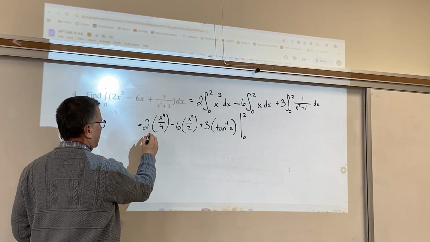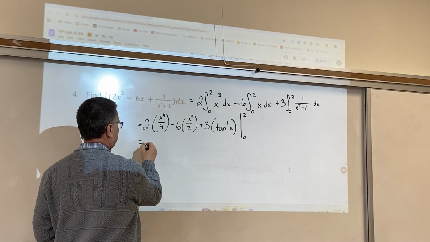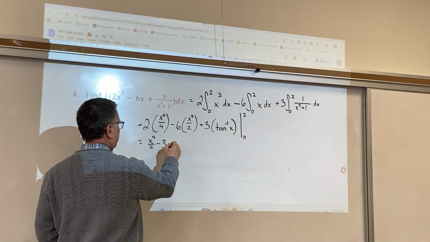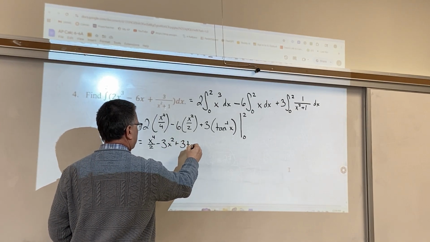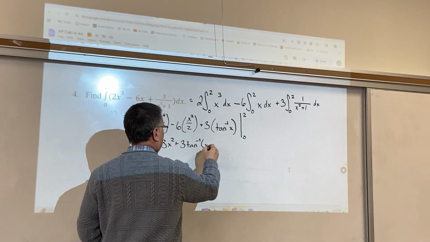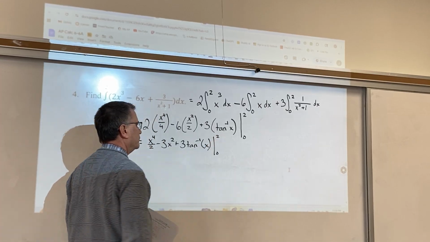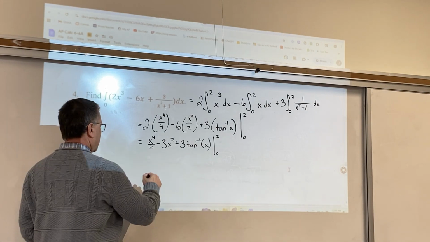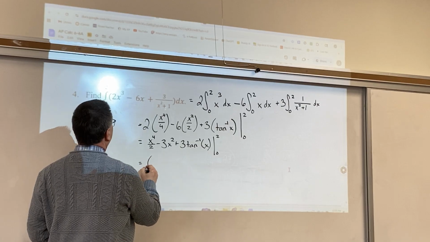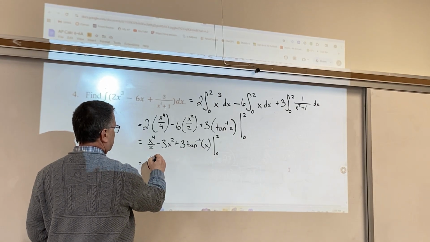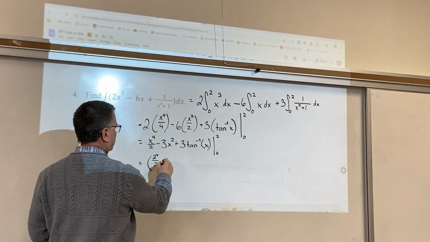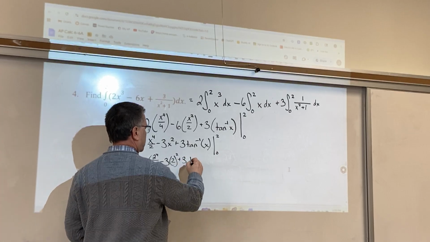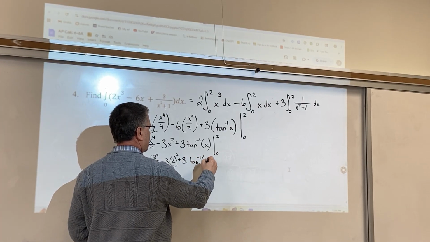Okay, so I've got 3 terms here. Let's clean it up first: x to the 4th over 2 minus 3x squared plus 3 inverse tangent x. And we're going to take that from 0 to 2. Here's what I'm going to do: plug in the upper bound first, 2. So I get 2 to the 4th over 2 minus 3 times 2 squared, plus 3 inverse tangent of 2.